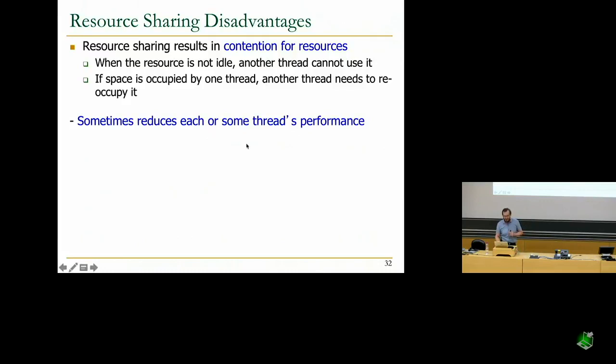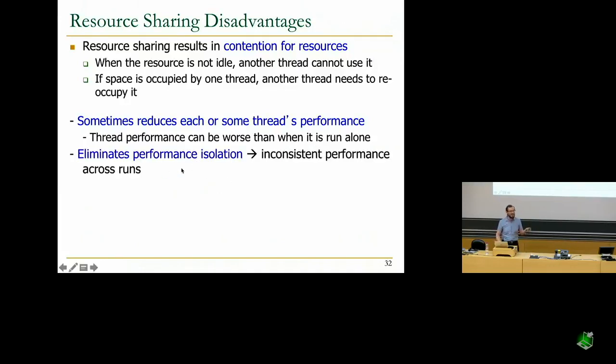This can sometimes reduce each or some thread's performance because, as I said, one application may have very good locality, another application may be streaming through memory, and the streaming application may kick out all of the blocks that this application that otherwise has good locality has. As a result, this application will not benefit from the cache, and the streaming application may or may not benefit from the cache either. So you're in a lose-lose situation in that case. So thread performance can be worse than when it's run alone. Run alone means if you had the resources to yourself.